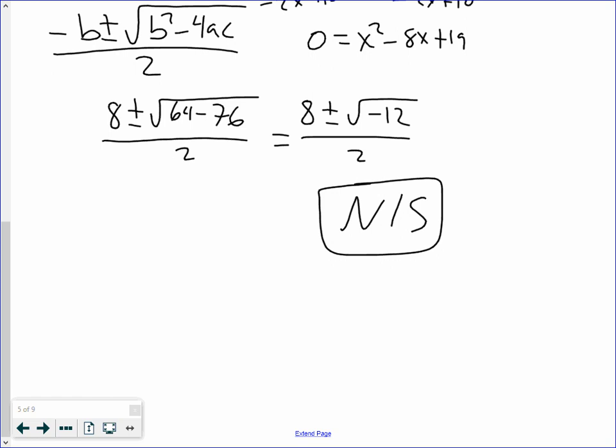There's nothing to solve for our y terms in this case, because if there's no solution, there's no reason to solve for our y.